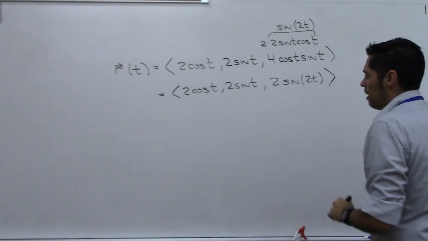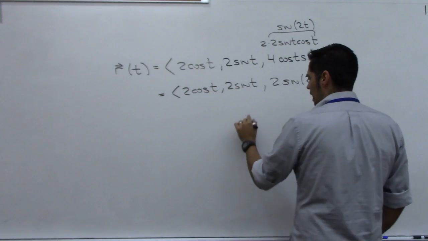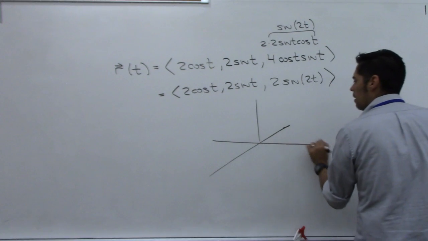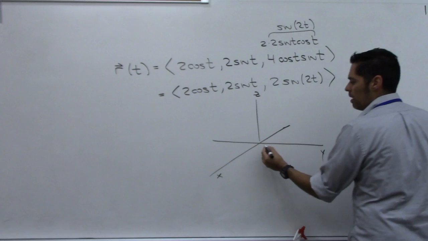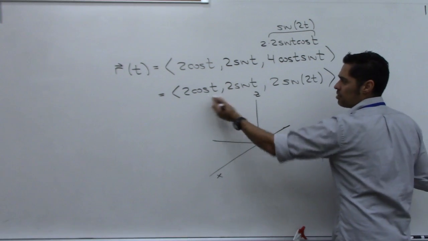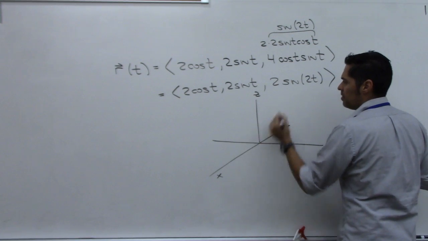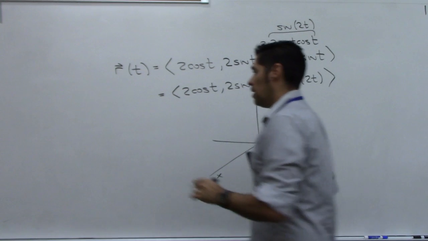Okay, so let's talk about what's happening here. We already said that in the xy plane this draws, okay, this is x, here's y, here's z. We said in the xy plane that this draws a circle of radius 2. But the z coordinate is dictated by this. So what I'd like to do is just pick a couple of points here.